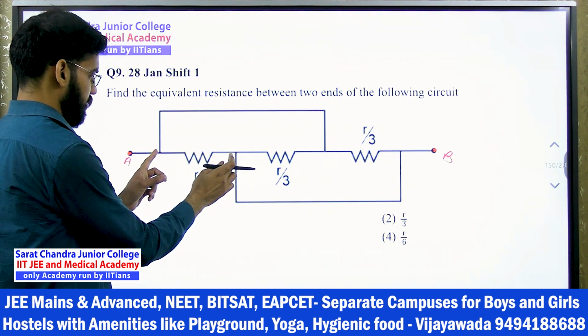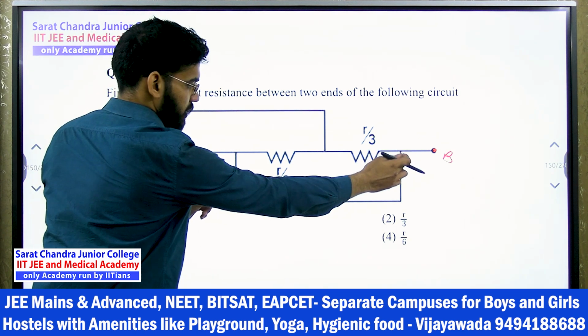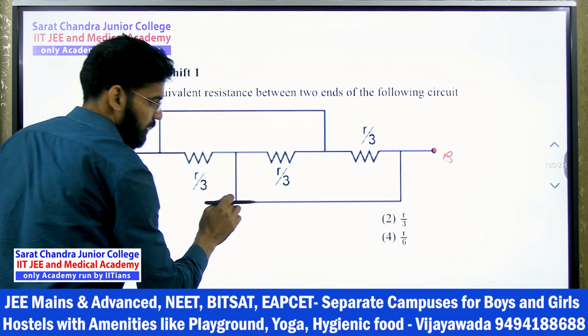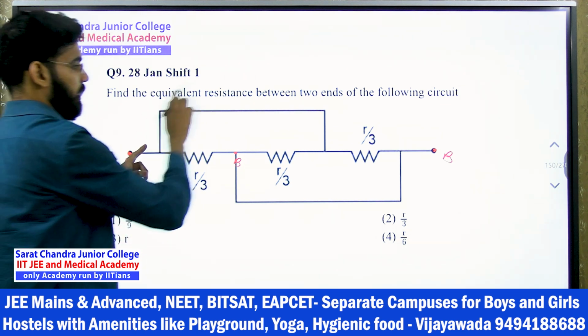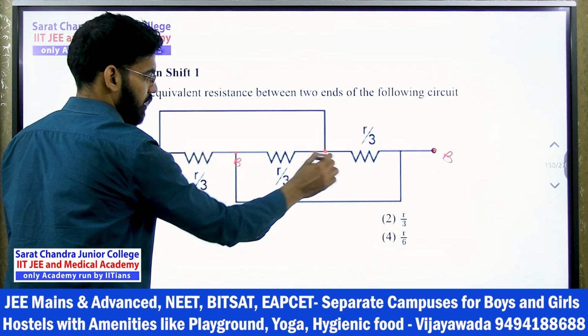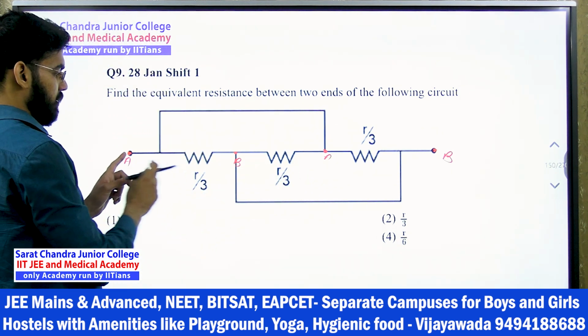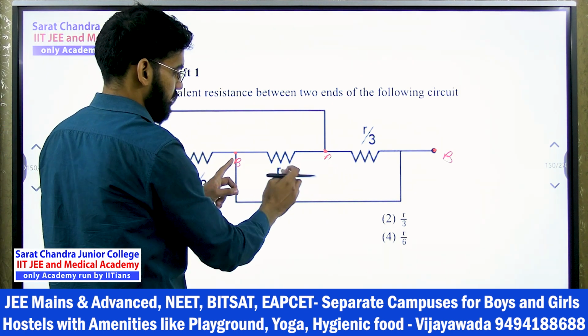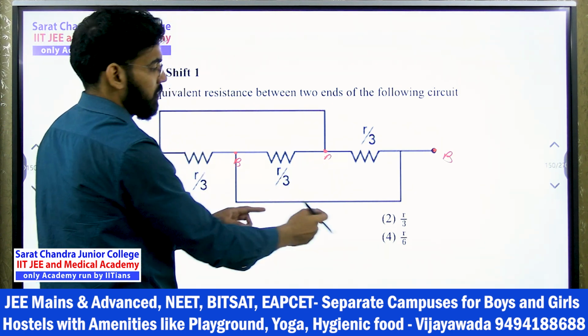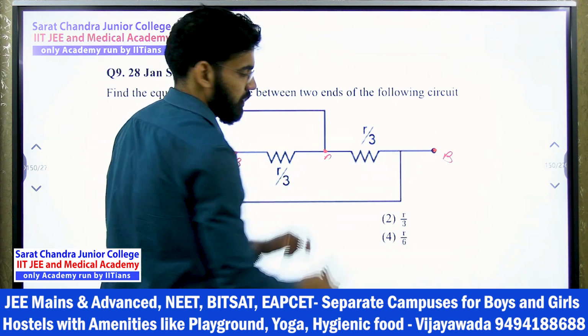So if I check here between these two points, I can say this is B point. There is nothing in this wire, right? And this is also B point, right? Here the wire is directly connected, so this is also A point only, right? So I can say R by 3 is connected between A and B. Here also R by 3, this R by 3 is also connected between A and B, and this R by 3 is also connected between A and B.